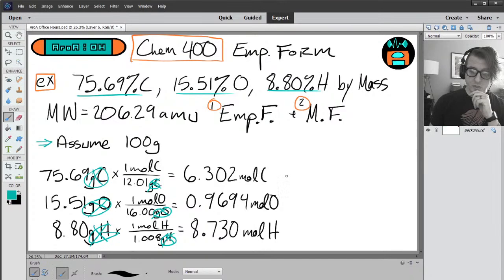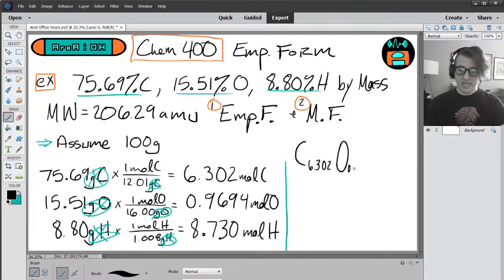All right, now we know what to do with these numbers. We're going to use these molar quantities as the ratios for our subscripts in this chemical formula. I'm actually going to do hydrogen next.